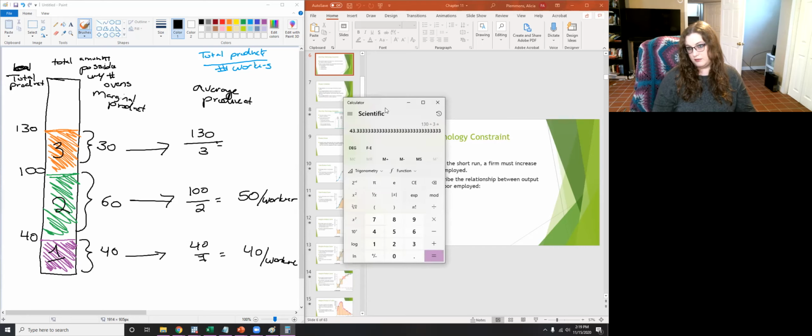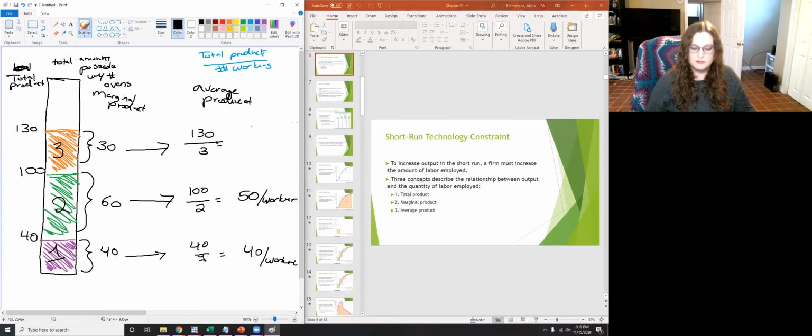130 divided by 3. Fantastic. All right, I wanted to make sure I wasn't going crazy yet. So we have 43.3 cookies a worker. Well, what do we see here?